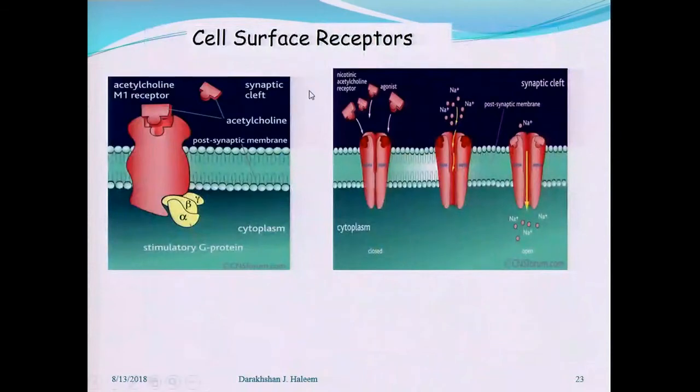So cell surface receptors may be associated with a transducer system, and means the receptor binding may activate a G protein, or other enzyme systems, while it may open or close an ion channel. And accordingly, they will be called G protein coupled receptors and ionotropic type of receptors. Ionotropic and metabotropic receptors, or you can say ion channel coupled receptors and G protein coupled receptors.